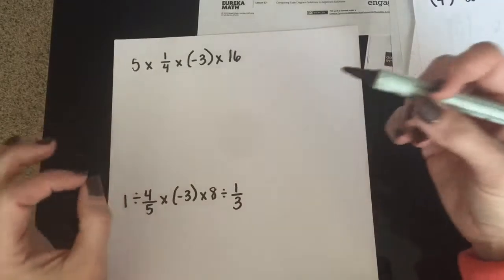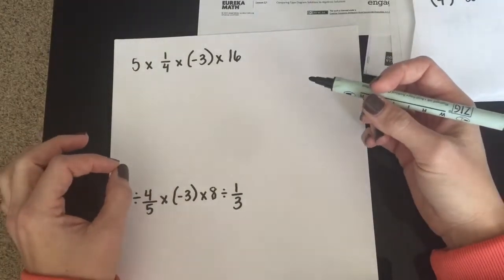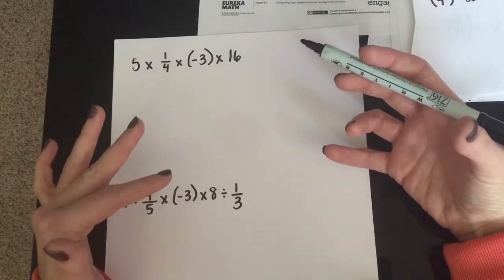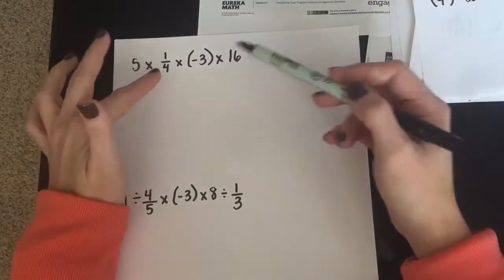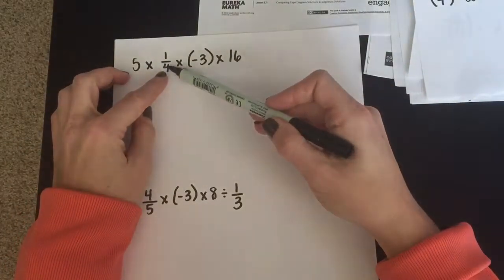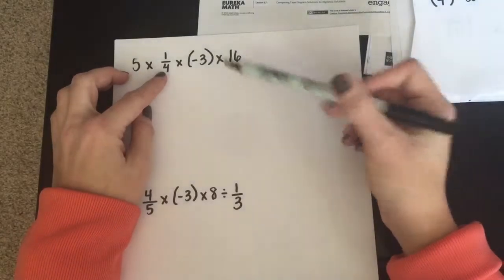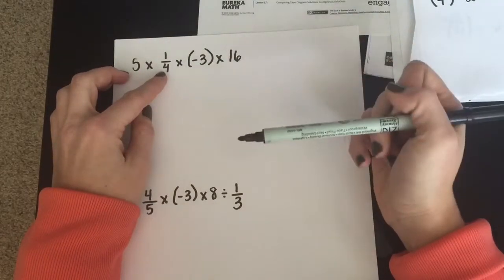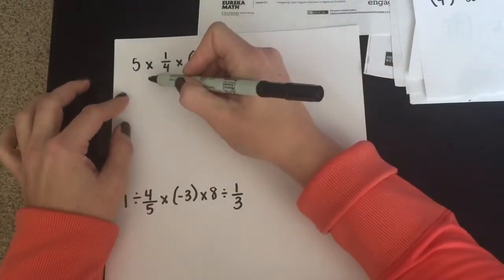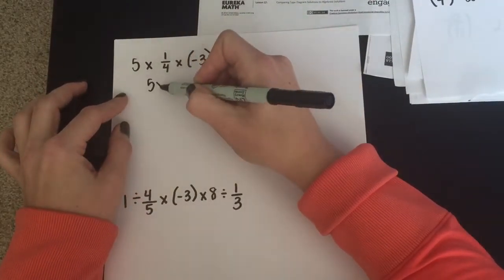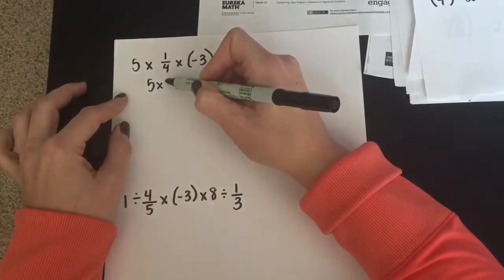So I want to look for an easier way to do this problem. Hopefully, maybe get rid of some of our fractions. So what I notice here is I have a 4, a 1/4, and a 16, and I know 4 is a factor of 16. So I'm going to use my commutative property to move these two together. And I always want to write my new problem.